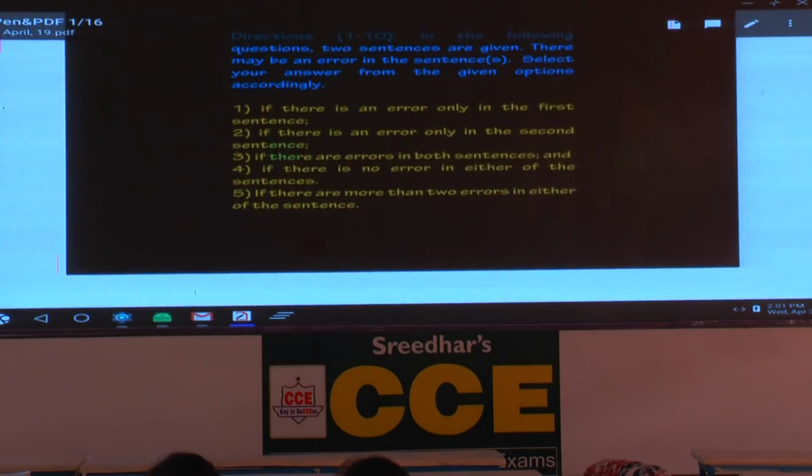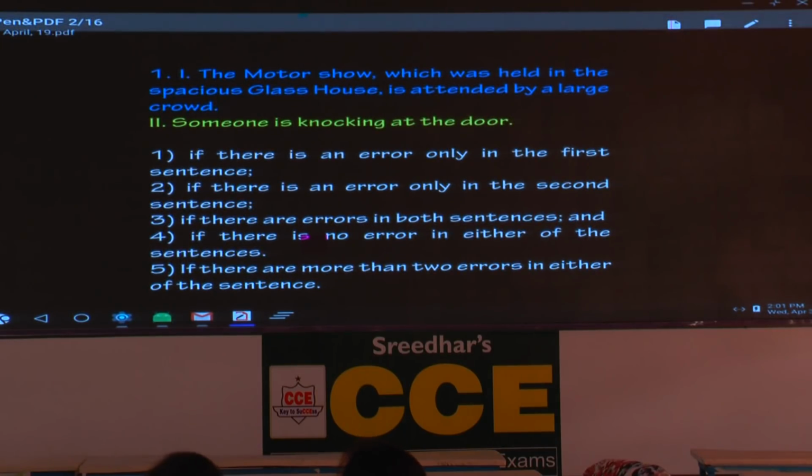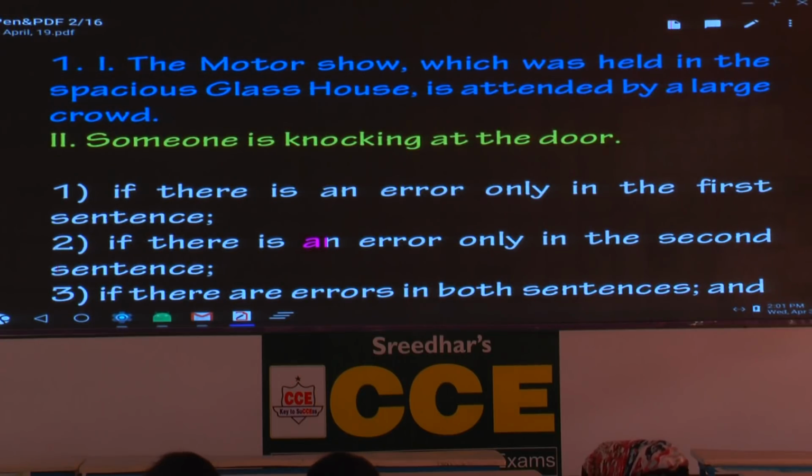Now, we'll see the first 2 sentences. We'll do it very slowly. We cannot do it in a hurry. But try to respond whenever asked a question. The motor show, which was held in the spacious glass house. Now, this is one clause. Now, you understand the importance of clauses, phrases. I underline the importance of phrases and clauses.